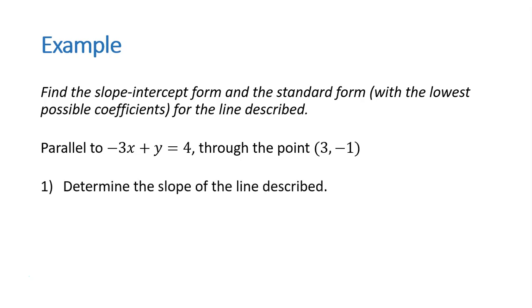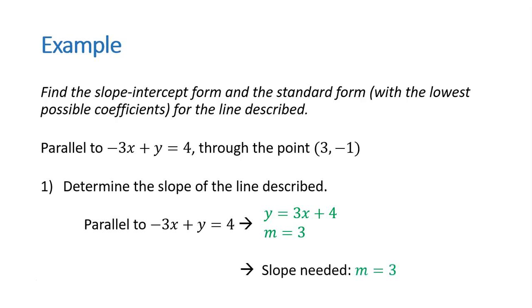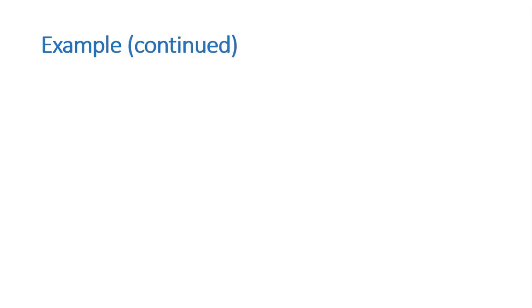So let's first determine what the slope is of the line we were given. We know we want something that's parallel to -3x plus y equals 4. Well, what's the slope of this line? Let's put this line into slope-intercept form. We want to get y by itself. We add 3x to both sides. Y is by itself, which means the slope of the line that we were given is 3. Now we're told that we want a line that's parallel to this line, which means the slope we need has to be the same slope. So the slope for our line we want to determine is also going to be 3.